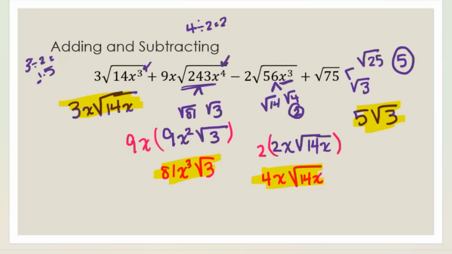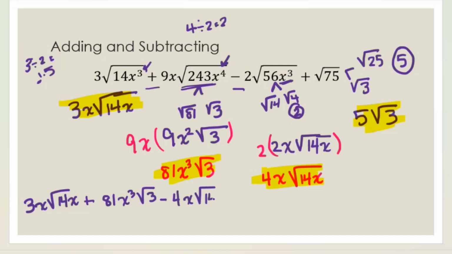And now I just want to rewrite the problem so that I can see everything together. So 3 square root 14x plus 81 x to the third square root 3 minus, and we're just taking the signs that are here, minus 4x square root 14x plus 5 square root 3.